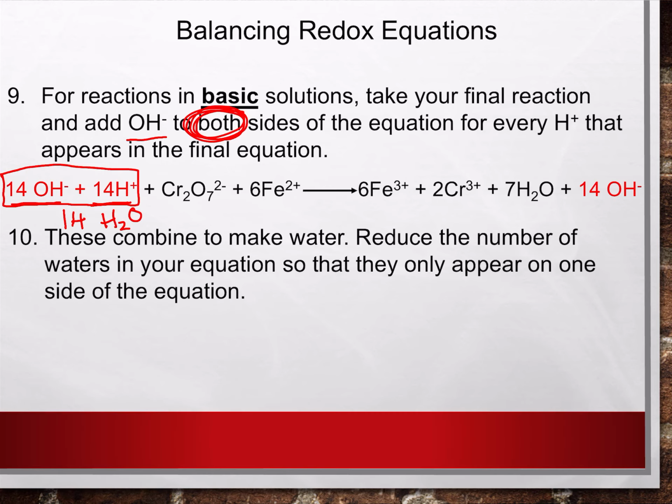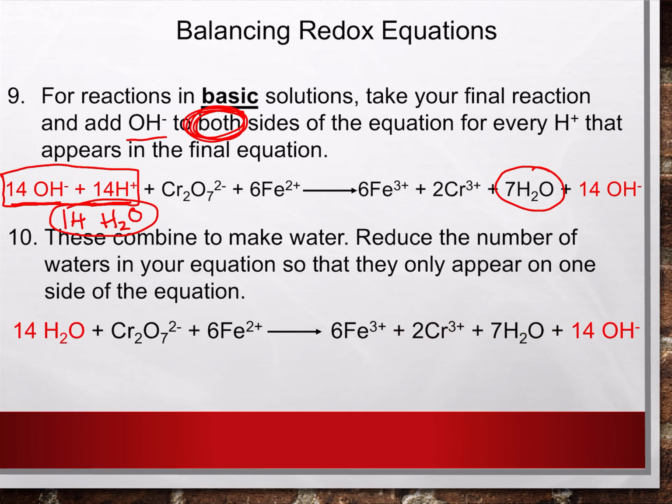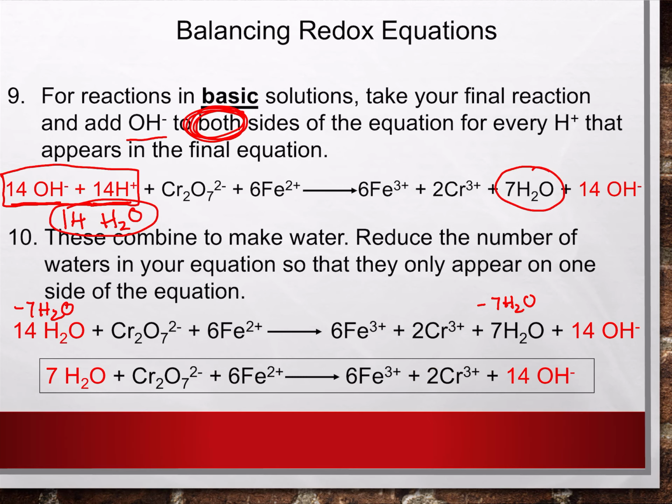Then you have to go through and reduce the number of waters, because if you'll see, we have 14 waters on this side and we have 7 waters on this side. So we can subtract 7 waters from each side. When we do, we subtract these 7 H2Os, subtract these 7 H2Os, and that will get us this, right? So these waters will be gone. We'll be left with 7 water on the left, and we'll keep our 14 hydroxides that are new on the right. That's it. That's all that's new about the basic reactions, okay?